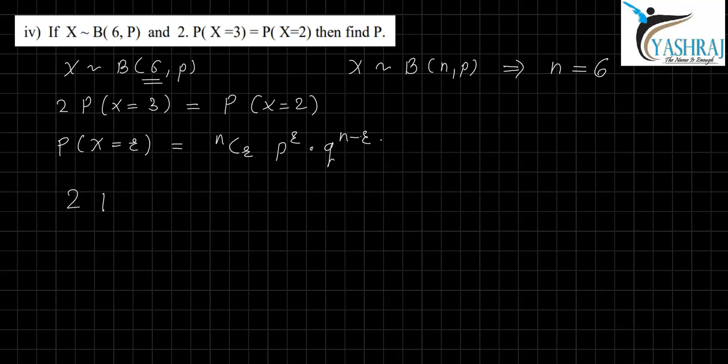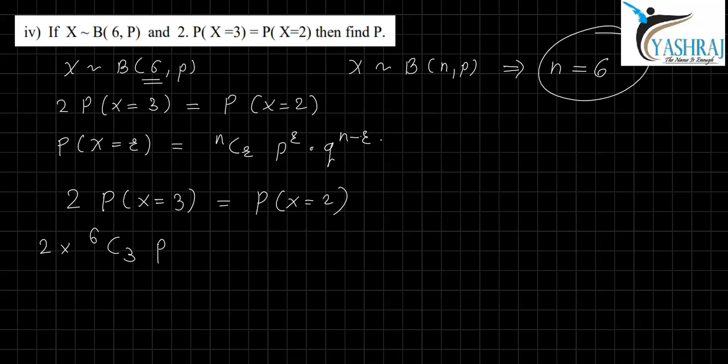So as per the given data, 2 times P of X equals 3 is equal to P of X equals 2. Try to apply the formulation for PMF of a random variable capital X as per the binomial distribution. So we might get 2 times, n value becomes 6, 6C3 p to the power 3 into q to the power 6 minus 3 becomes 3, that is equal to 6C2 p to the power 2 into q to the power 6 minus 2 becomes 4.